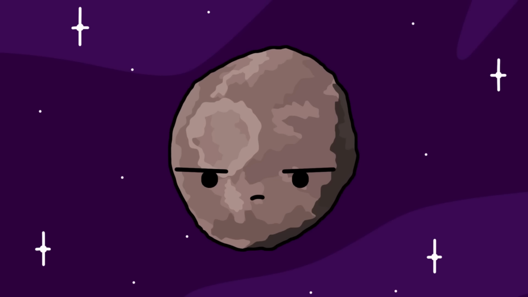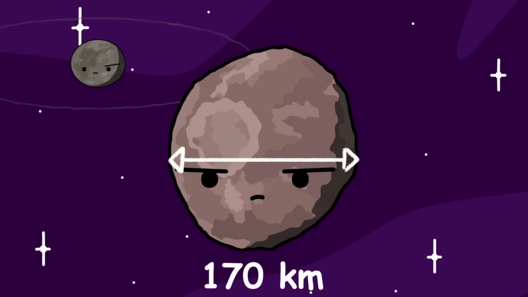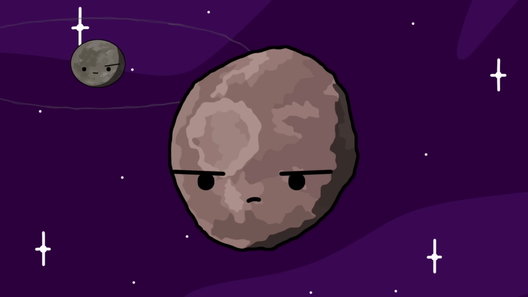Now, onto Weywhat. It is a tiny moon that orbits Quoar at a distance of 13,300 kilometers. It has a diameter of only 170 kilometers, which means it probably isn't rounded by its own gravity. Other than that, nothing else is really known about it, so let's move on.